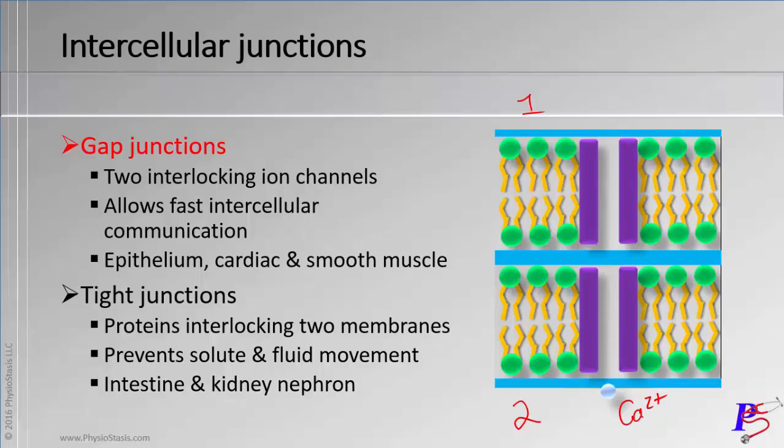Where do gap junctions become important? Especially in cardiac and smooth muscles, because you need fast communication for the conduction to be fast and in unison. For example, for the heart to beat together. Because if the heart doesn't beat together, you're going to have an arrhythmia, basically just a bad rhythm for the heart.